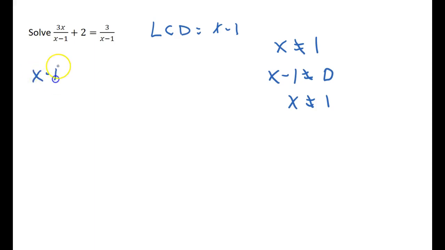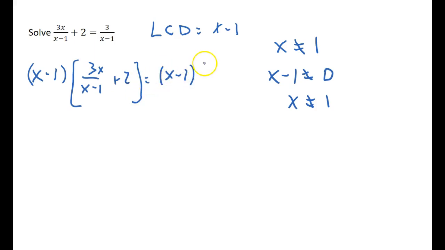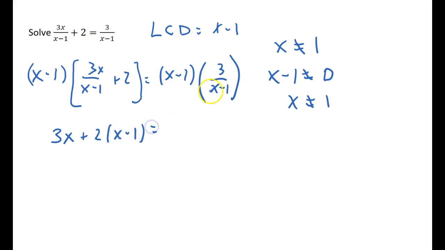So I have x minus 1 times the left side of our equation and x minus 1 times the right side of our equation. When I distribute, x minus 1 over x minus 1 cancels, and I get 3x. X minus 1 times 2 is just 2 times x minus 1. Here the x minus 1's cancel, and all I have is 3. Let's distribute that 2.